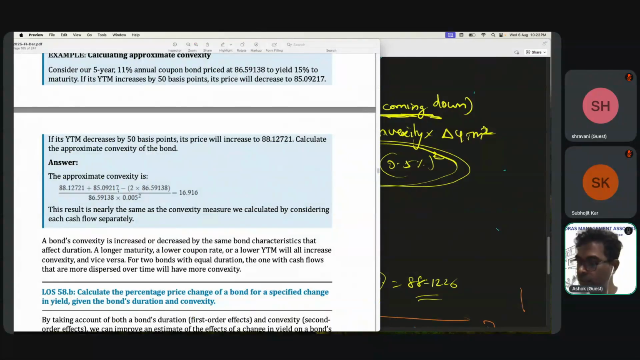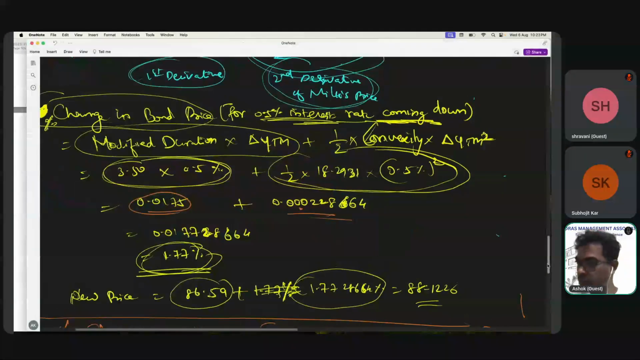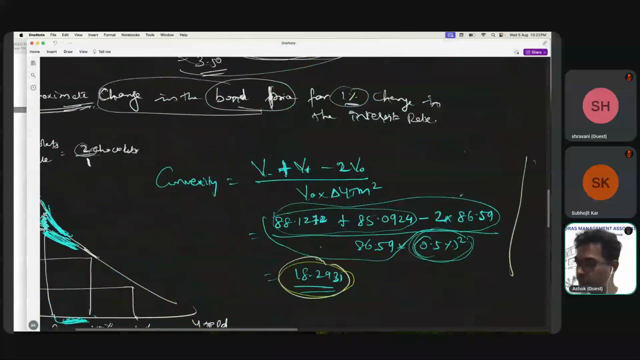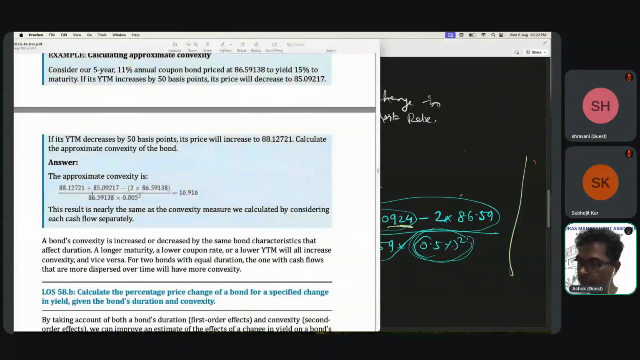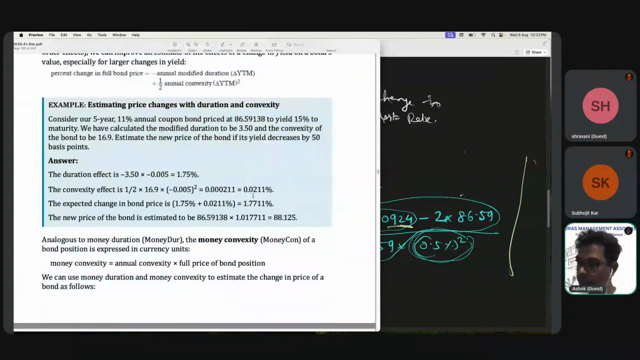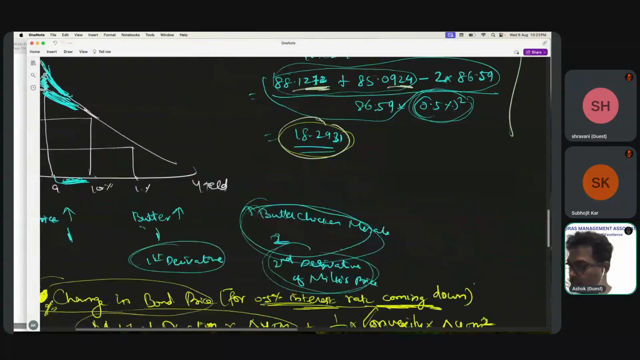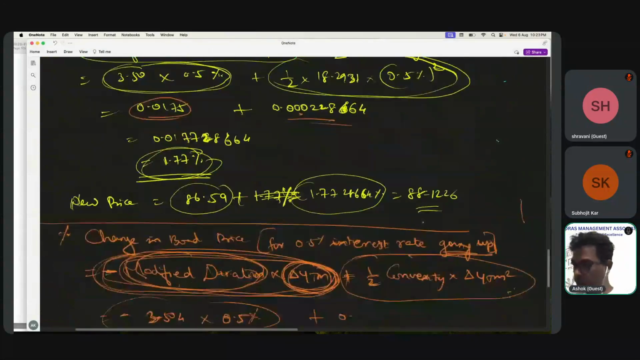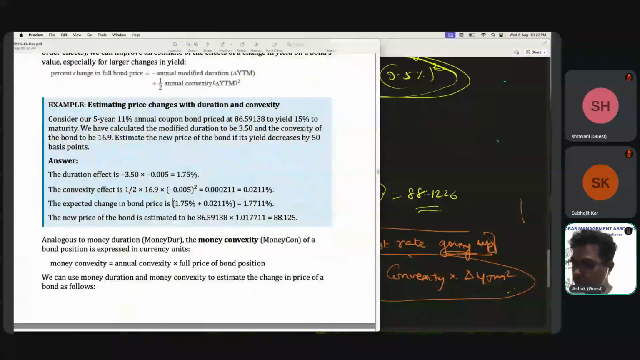See the decimal. So that's why we have got 18 something, right? Yes, 18, because we didn't go for that much decimal. So if we would have gone for that much decimal, we would have also got this same value. Which is okay. That is fine. Okay. Then next one, estimating price changes with duration and convexity. No, this also we did, 88.122. So this is also done.